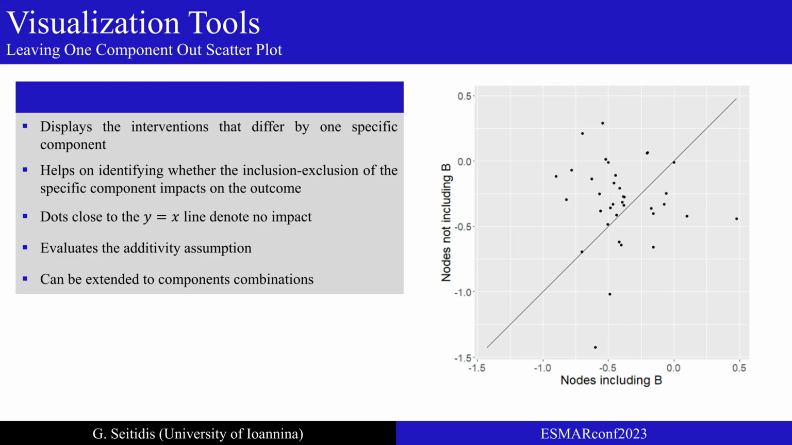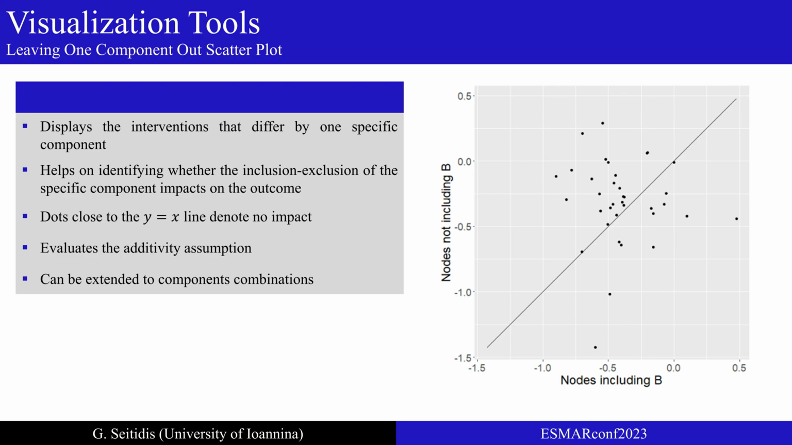Dots above this line indicate that the NMA effect estimates are larger when the component is not included in the intervention. Therefore, for beneficial outcomes in which small values are considered bad values, dots above the line indicate that the inclusion of a component hampers the intervention effect, while dots below this line signify a component that increases efficacy. The opposite holds for harmful outcomes.